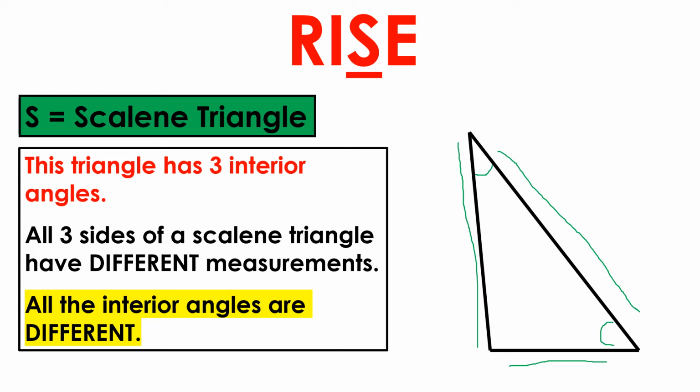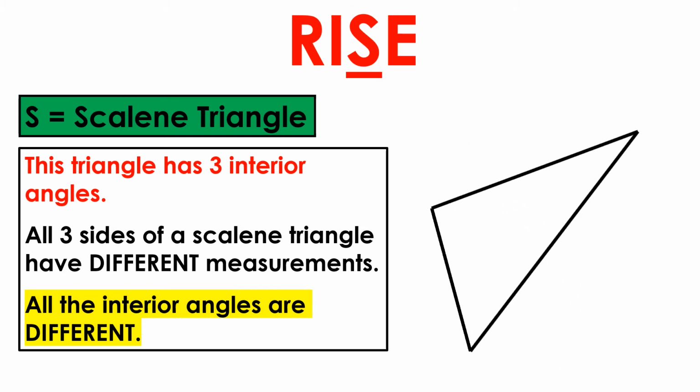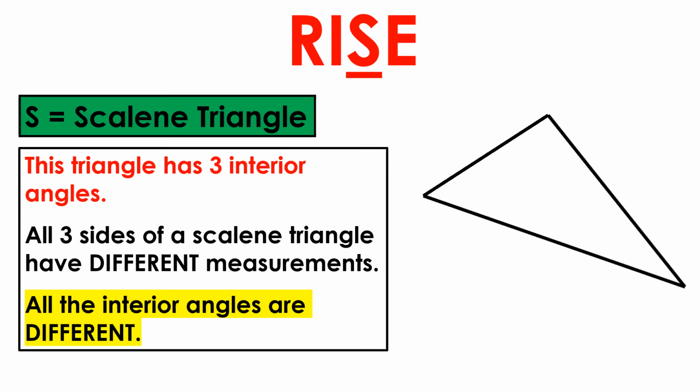So when you are identifying a triangle, if you see that it has no lines on each side, or all the measurements are different, or all the angles are different, you know straight away that this is a scalene triangle. And again, you want to see it straight. You might see it this way, you might see it like this, you might even see it like that as well.